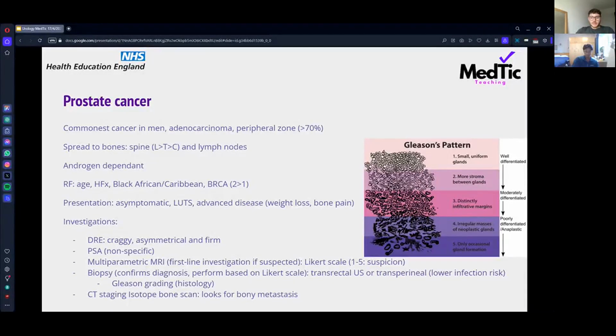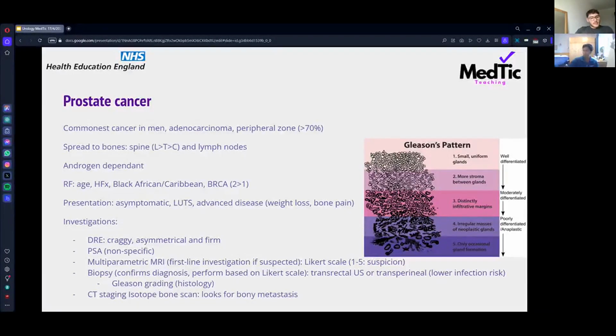The biopsy is essentially there to diagnose and grade the cancer. Usually you do transperineal, because of the lower risk of infection. It's ultrasound guided. And then you have the Gleason grading, which you can see on the right hand side here. It's 1 to 5 for how differentiated the cells are, and essentially there are 2 numbers. They add them together to give a score, and that will give you a cancer risk.